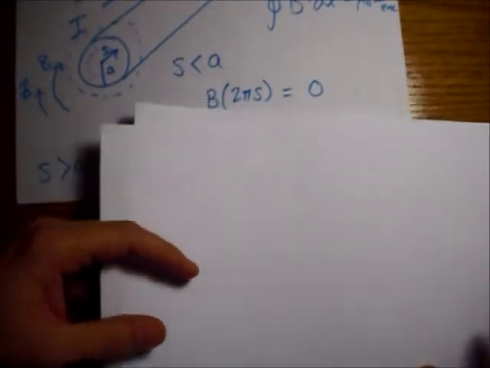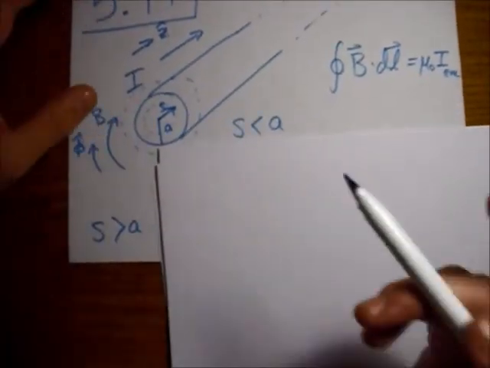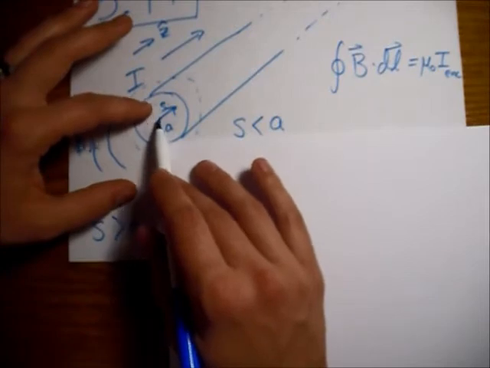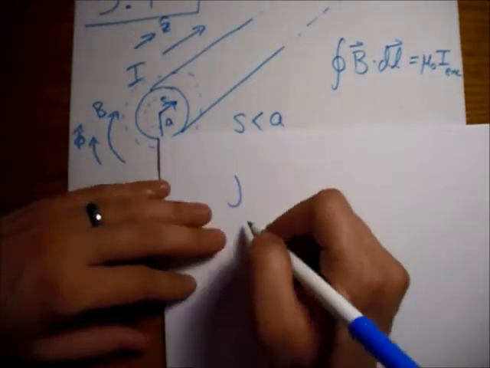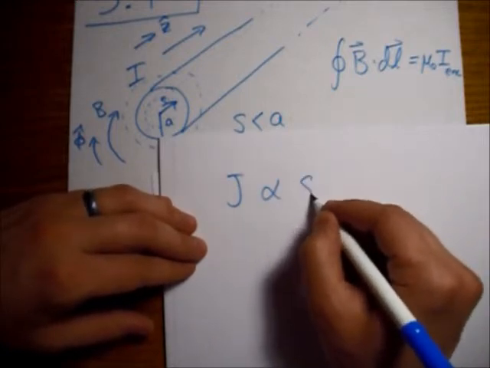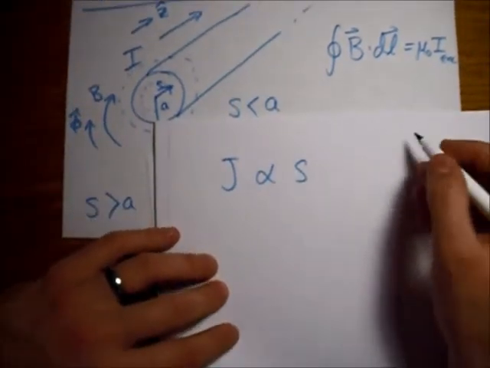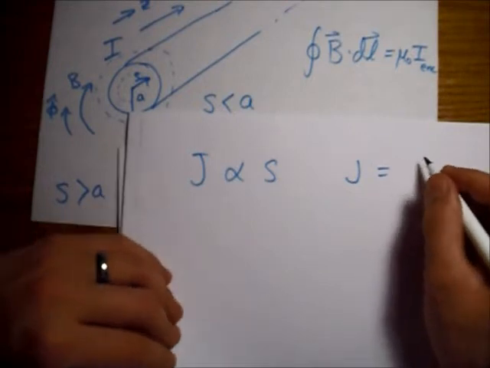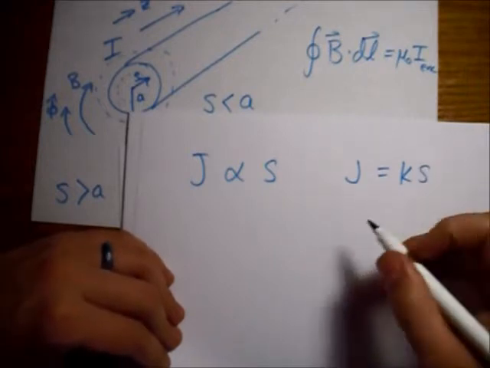For our second situation, we still have a total current of I traveling down this wire, but again, for our second situation, all the current is not on the outer surface of this wire. It's actually linearly increasing as you travel out from the center, meaning the current density is proportional to S, the distance from the central axis of the wire. So let's just write this as the current density is equal to some constant, we'll just call it K, we always call constants K, multiplied by S.